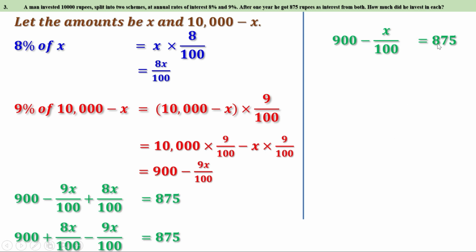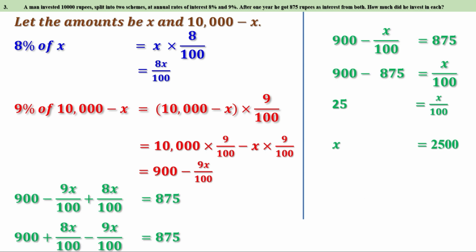Now, let me take 875 on this side and minus x by 100 on the other side. So, we get 900 minus 875 equal to x by 100. 900 minus 875 is 25. So, we can write 25 equal to x by 100. Taking 100 on the other side, we get x equal to 25 into 100 or 2500. x is 2500. Therefore, 10,000 minus x is 10,000 minus 2500 or 7,500 rupees. That means the amounts are 2,500 rupees and 7,500 rupees.